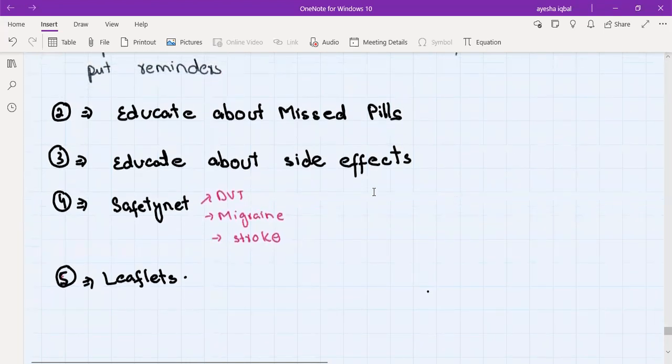Right. Then there's another side effect which patients are commonly worried about, which is weight gain.